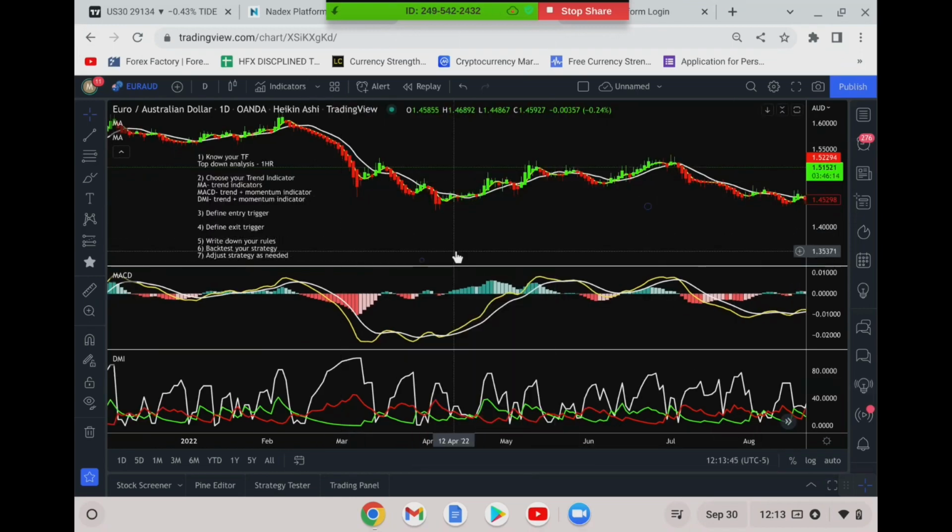All right, boom. So this is what we have going on so far. We have already identified our time frame. We're going to be doing top-down analysis to look for the overall trend from the daily down to the 4-hour down to the 1 hour, where we will actually look for our entries. Then when it comes to our trend indicators, we have 3. We have the moving averages, the MACD, and the DMI. The MACD and DMI will also provide us with more information regarding the momentum in the market, along with our Heikin-Ashi candles, of course. Next, we want to define our entry triggers.